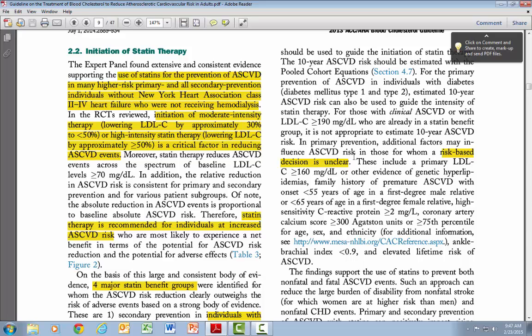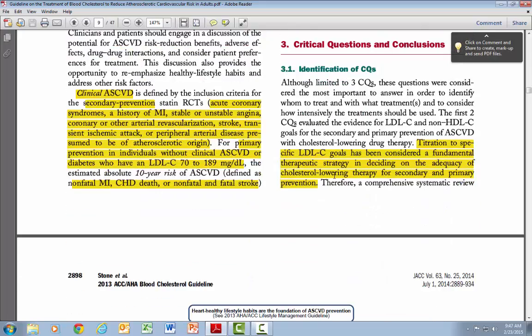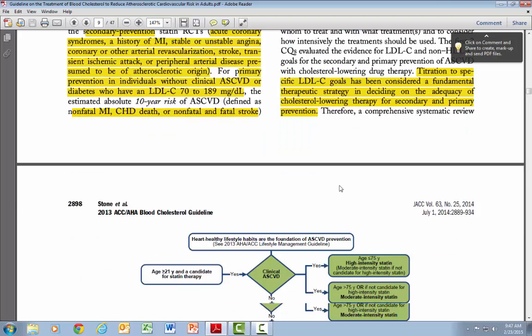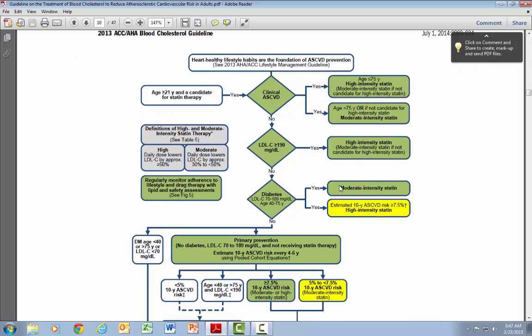Now, the risk-based decision based on LDL was completely unclear in this research study. Titration is not in favor for this research study. Basically, a fixed drug is what is best. Okay, so this is basically the algorithm of what we already discussed.